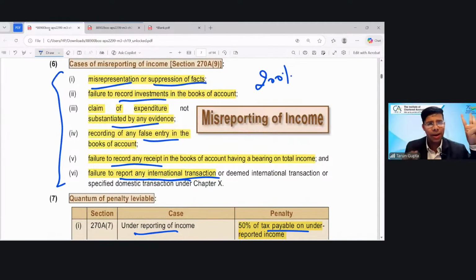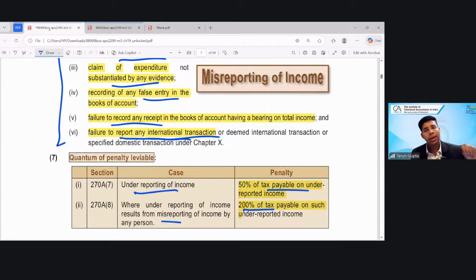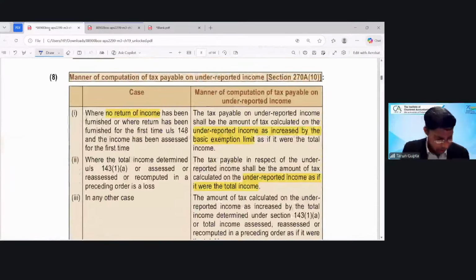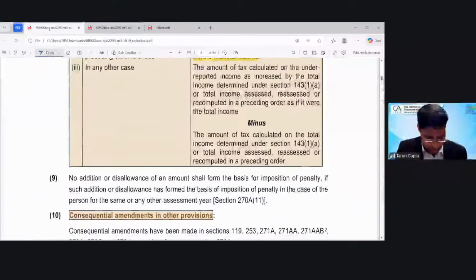Misrepresentation, suppression of fact, or failure to record investment, bogus entries, recording a false entry, not recording the sales, not recording an entry in the books of account, or not disclosing the international transaction. Okay, this we have discussed.